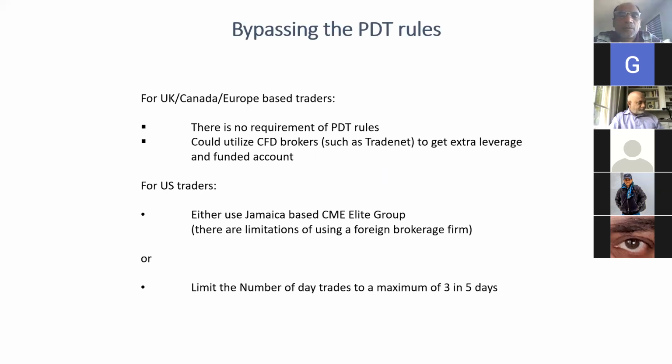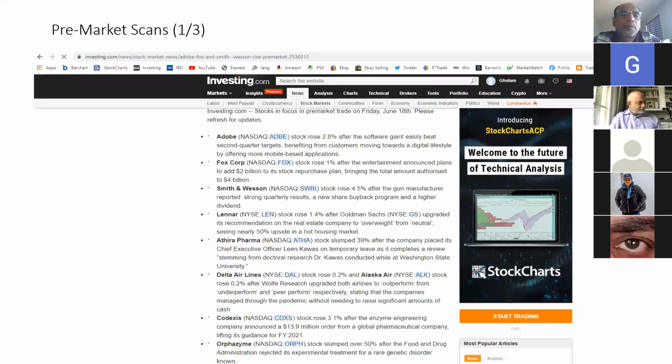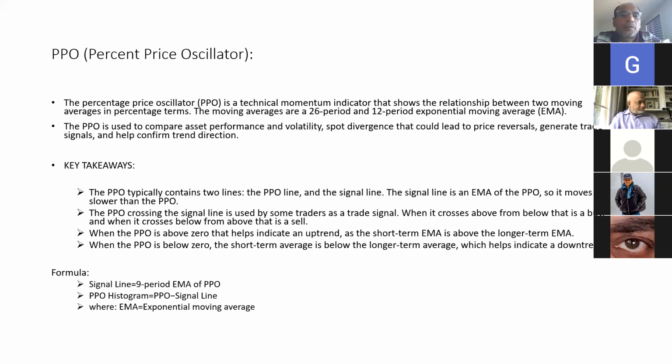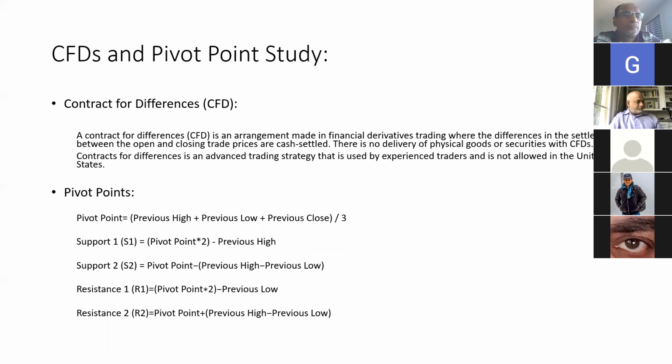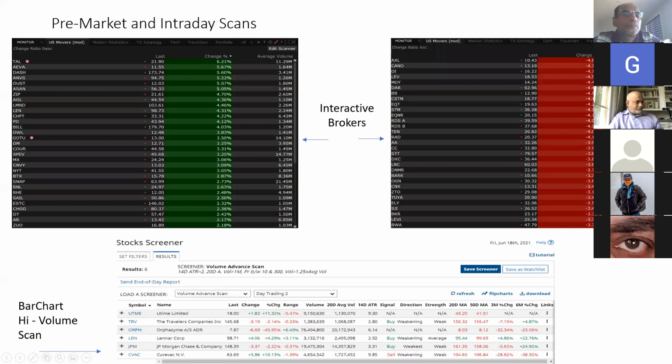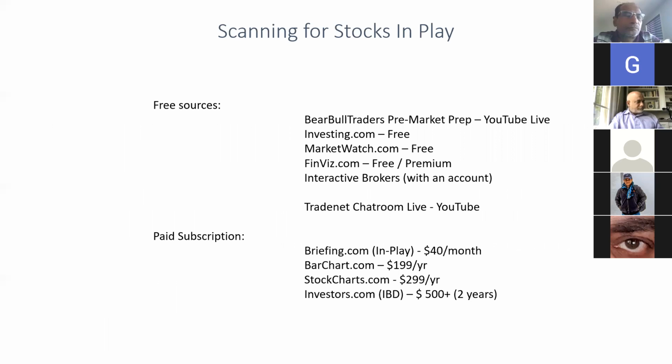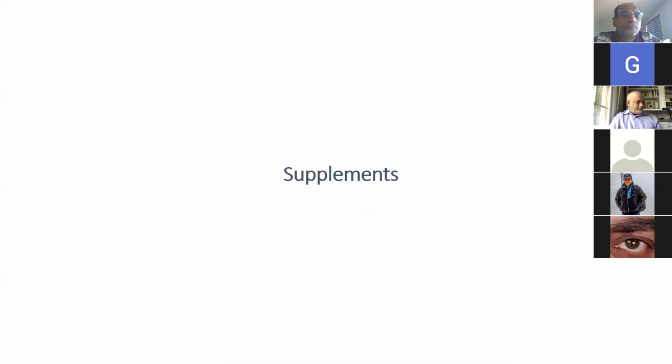Otherwise, there are some supplementary slides. If there are any questions around those, for example, you were asking about PPO, this is the definition of PPO. You can always search in Google and find how the PPO is calculated, how the pivot point studies are calculated, those support S1, S2, R1, R2, how those are calculated. What is contract for differences? Contract for differences is immaterial for traders in the US. It's not allowed here.